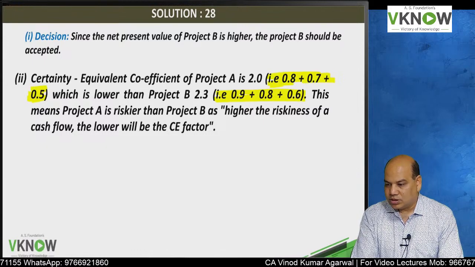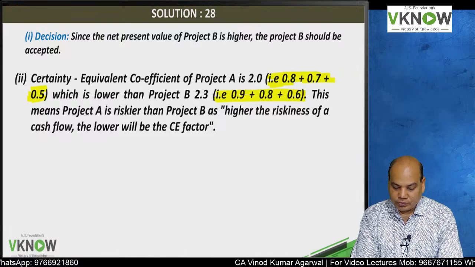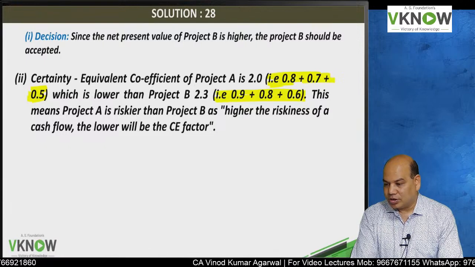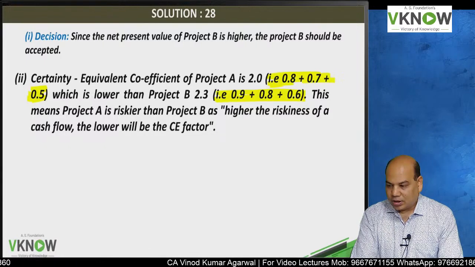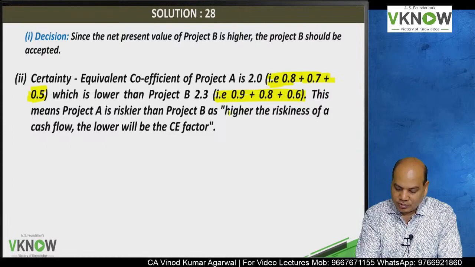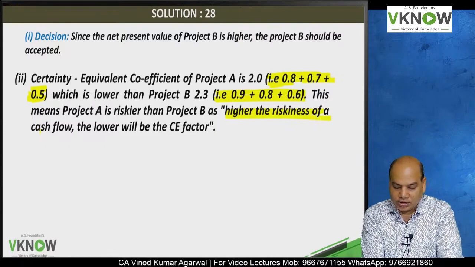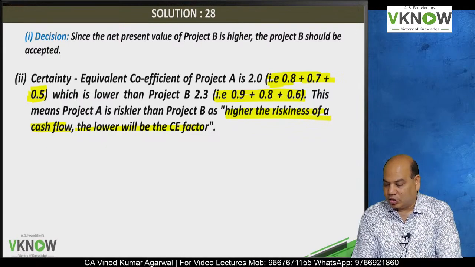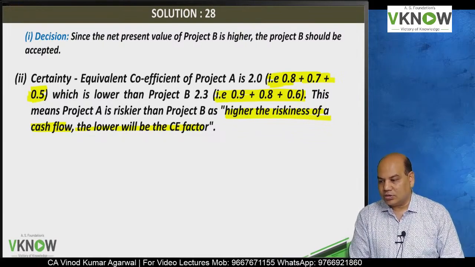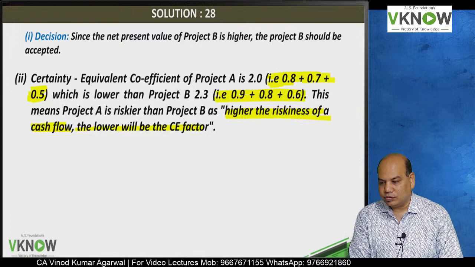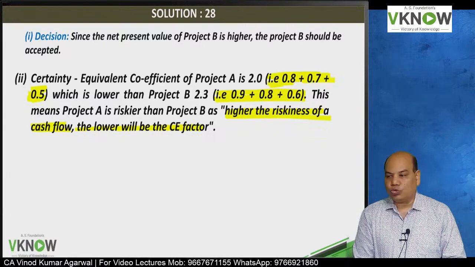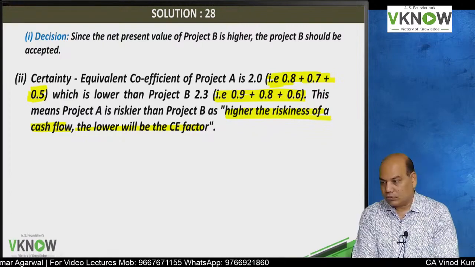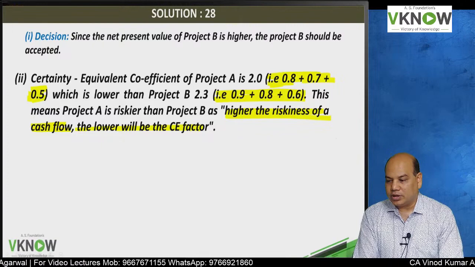This means that project A is riskier than project B, as, in inverted commas, higher the riskiness of cash flow, lower will be the certainty equivalent factor.